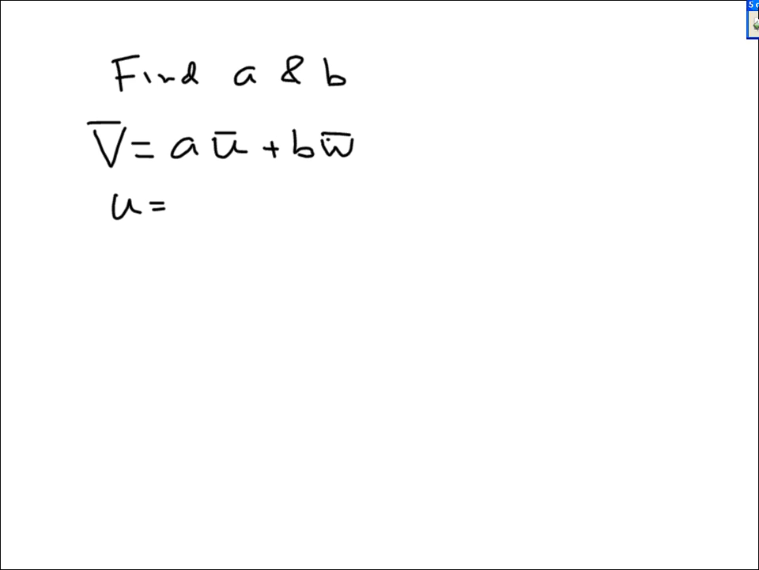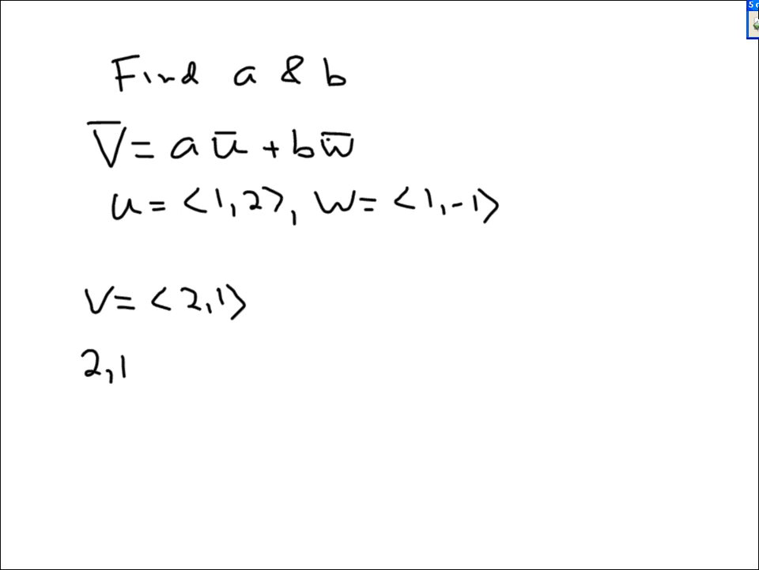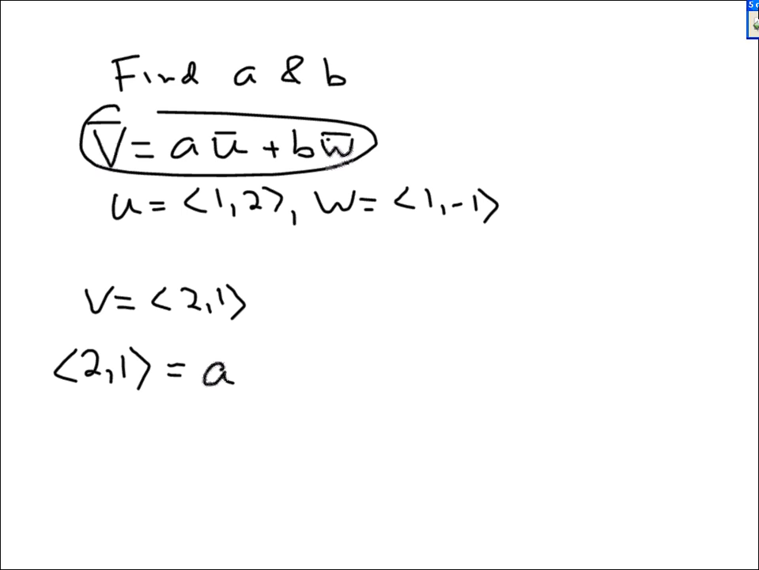They tell you that u is (1, 2). They go on to tell us that w is (1, -1). And in one of the problems they tell you that v is (2, 1). So they want v to equal au plus bw. So (2, 1), that's v. I'm just basically copying this, but I'm plugging in the information I know. v is equal to a, which they want me to find, times u, which is (1, 2), plus b times w, which is (1, -1).